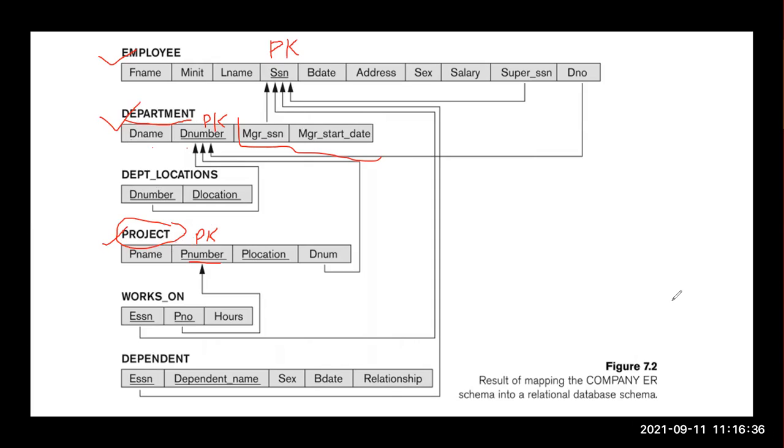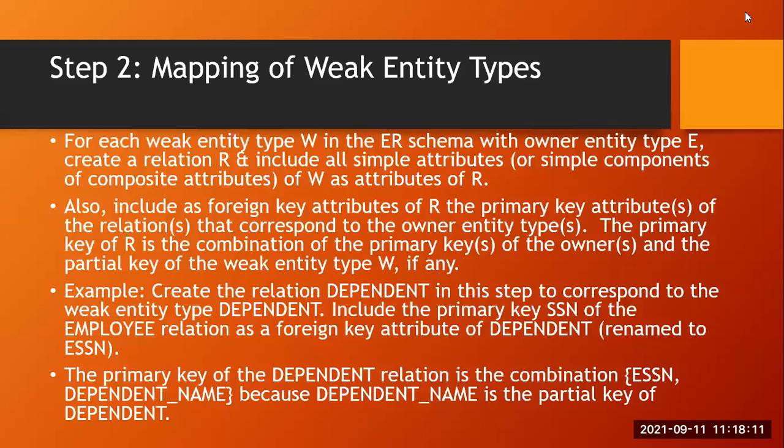Coming to the next slide. The next step is called mapping of weak entities. The first step is done, in which we identified the regular strong entities. So we have received the strong entities.